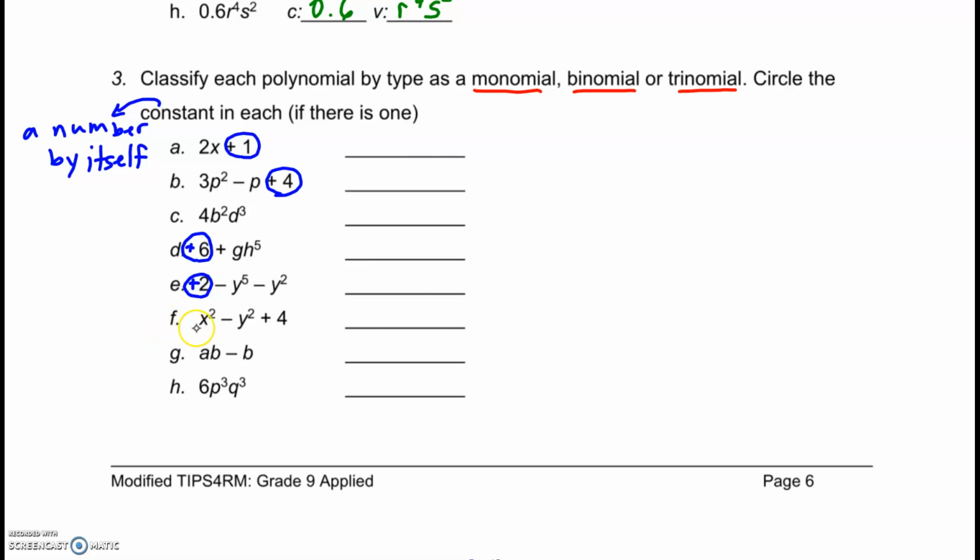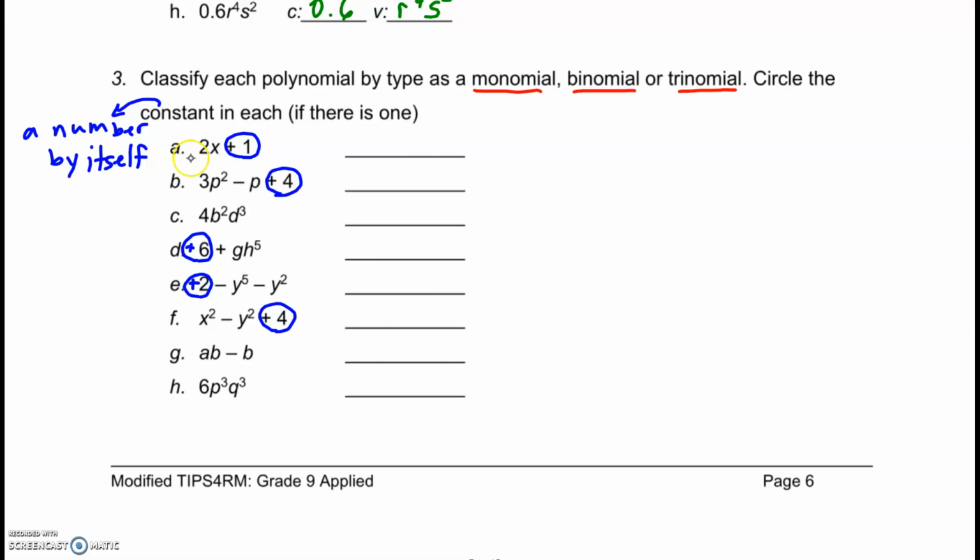For F, let's go across. Okay, yep, here's our constant, positive 4. In G, no constant. H, no constant. All right, so we did the constant part. Now let's do whether it's a monomial, a binomial, or a trinomial.